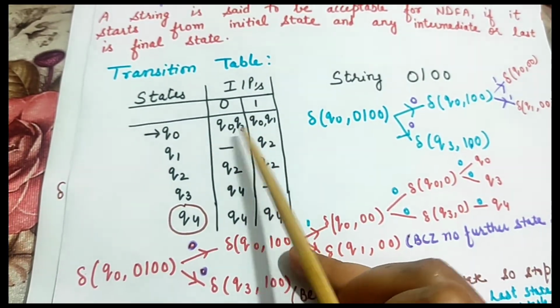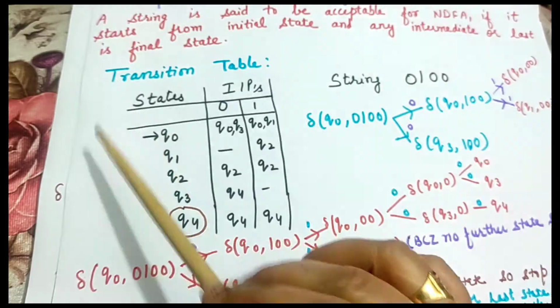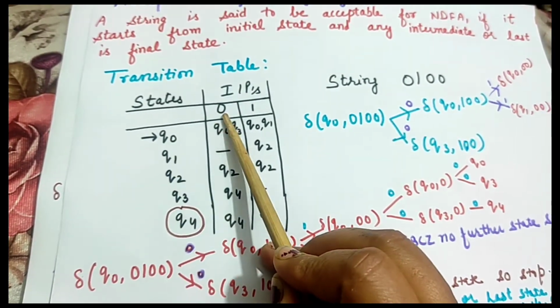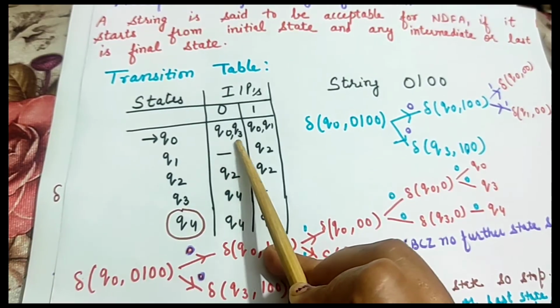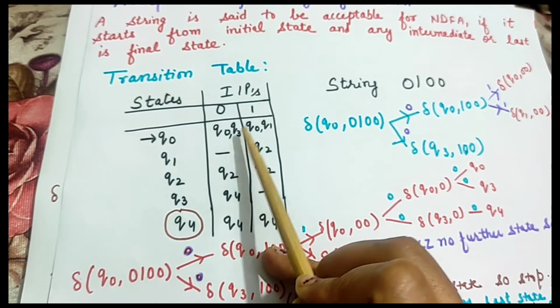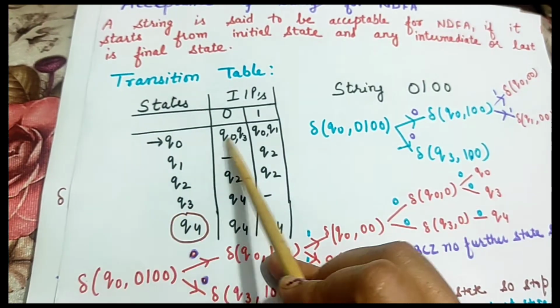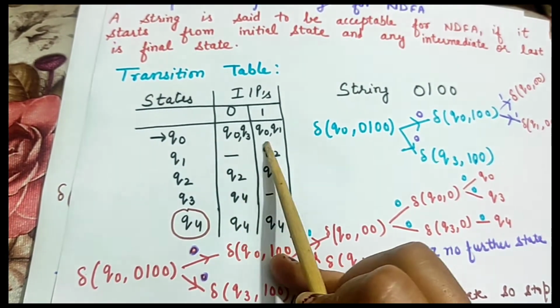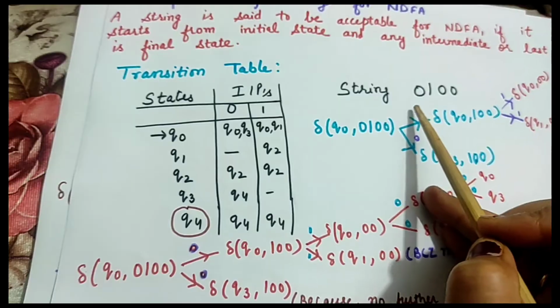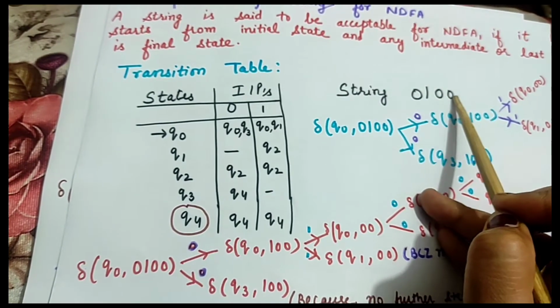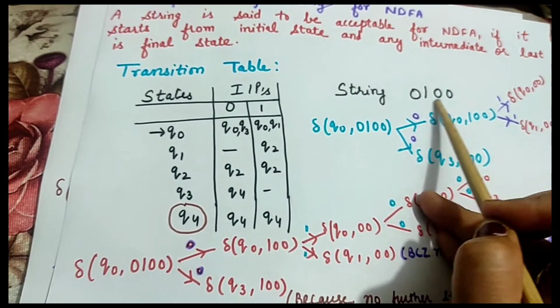This table is for the NDFA because at Q0, when 0 input is provided, we get 2 different states, and the same for the input 1. So according to this, it behaves like a NDFA. Now this is the string that is used to check the acceptability.